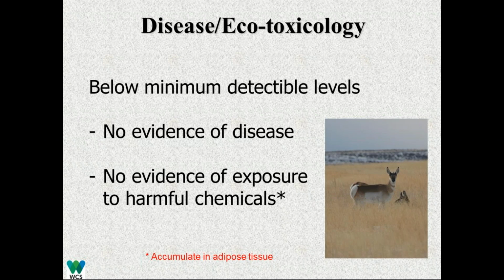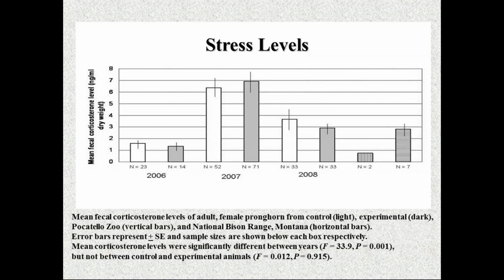So we saw no evidence of disease or exposure to harmful chemicals in the gas fields compared to females in control areas. In this graph and in subsequent ones, our control animals will be in the clear bars, our experimental animals will be in the dark shades. And what you can see for stress levels, looking at mean fecal corticosteroid levels, is that we did not see any difference between control and experimental animals, although we did see differences across years. For example, in 2007, a harsh winter, we saw elevated stress levels.